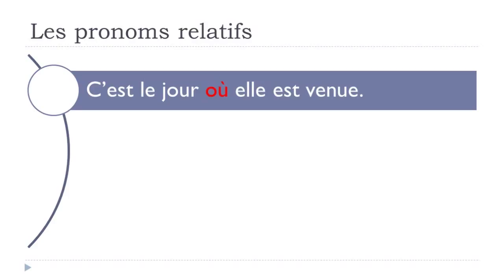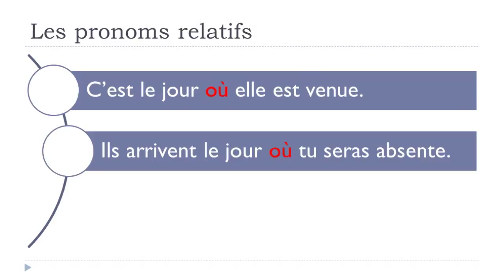A few other examples for this time concept, because normally, in many cases, people tend to think that où is only for a place, so that's the reason why I thought it might be useful to give you a few examples just to see how to use it. So the first one, for instance, c'est le jour, day, c'est le jour où elle est venue. Venir is to come. C'est le jour où elle est venue.